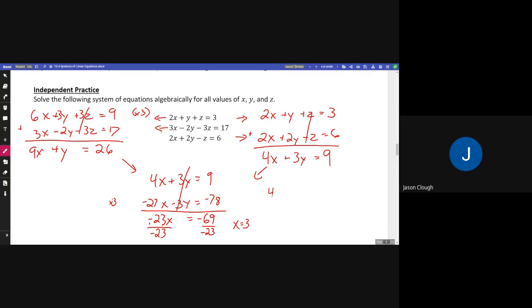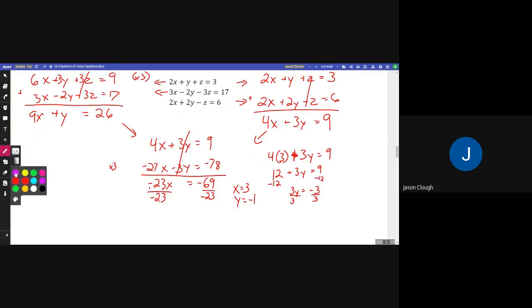Going into this equation, 4x being 3, plus 3y equals 9. 4 times 3 is 12. Subtract the 12 over, and we get 3y equals negative 3. Divide both sides by 3, and we get y equals negative 1. We're almost done.